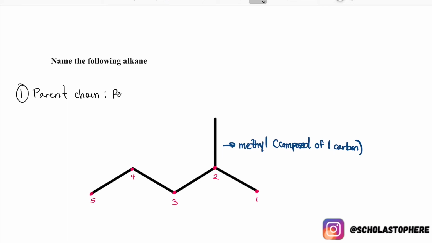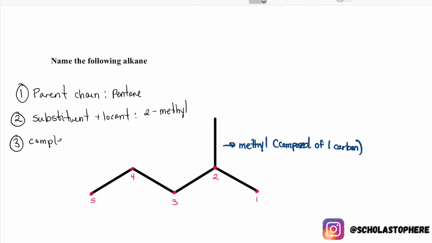So the substituent group plus locant in this case would be 2-methyl. So now the third step, which would be to complete the name. So the final name is 2-methylpentane. So remember, the locant number goes in front of the substituent group with a dash. The substituent group goes in front of the parent chain. And since we are naming alkanes, remember that the parent chain, which is pentane in this case, has to have the ending of ane.